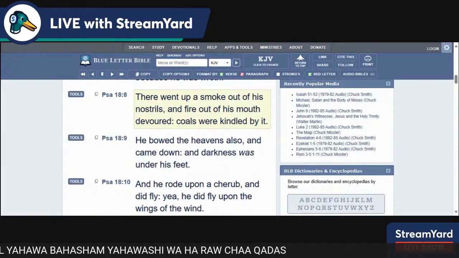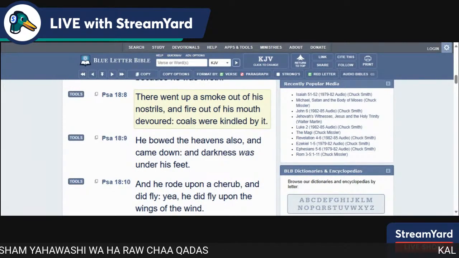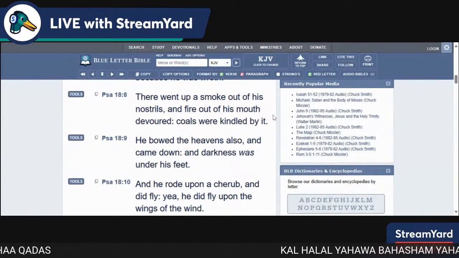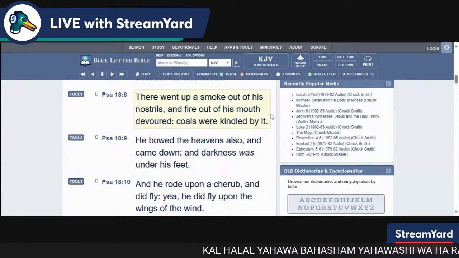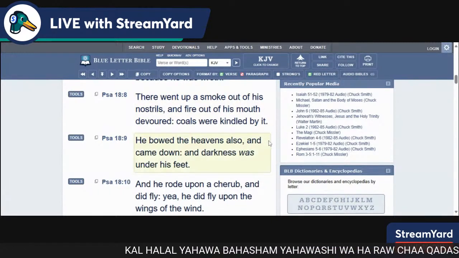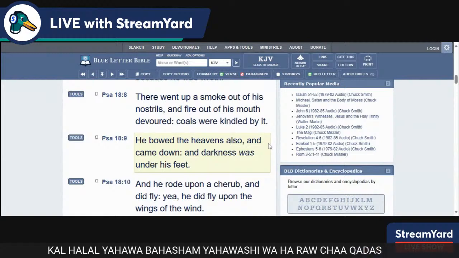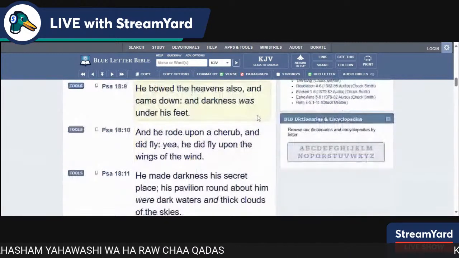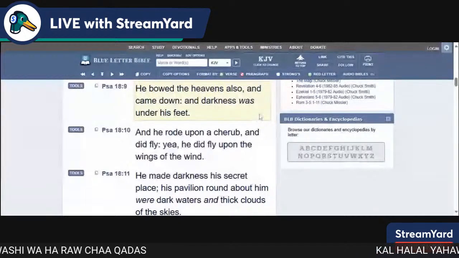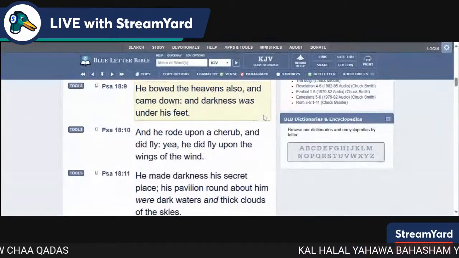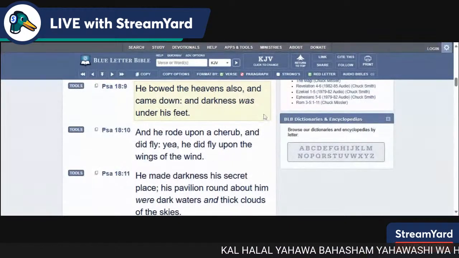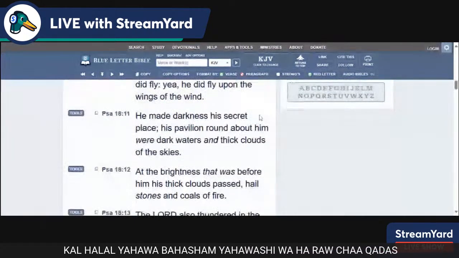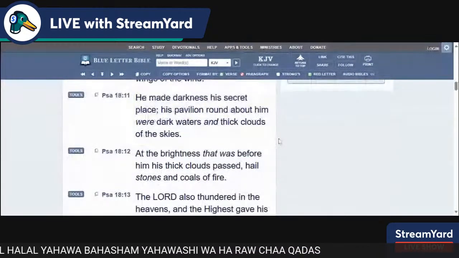There went up a smoke out of his nostrils, and fire out of his mouth devoured, coals were kindled by it. He bowed the heavens also, and came down, and darkness was under his feet. And he rode upon a cherub, and did fly, yea, he did fly upon the wings of the wind. He made darkness his secret place.